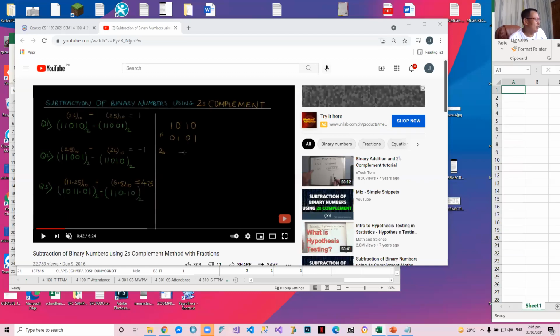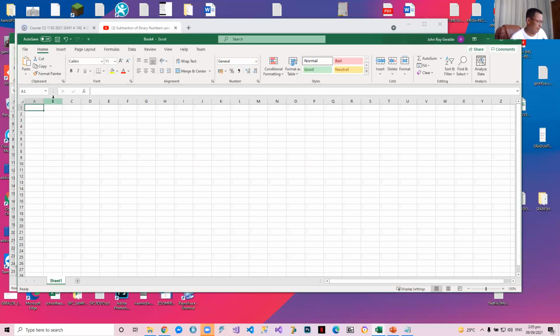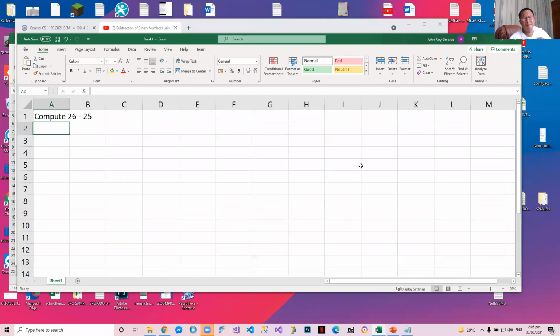First is 26 minus 25. I'll just enlarge this anyway. Okay. 26 minus 25. We need a binary table, no?